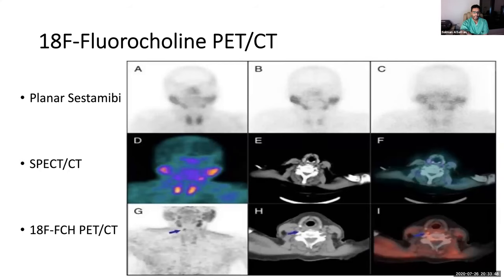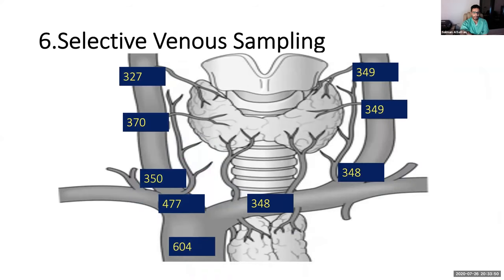All right, so last but not least is the selective venous sampling. It's an invasive modality. You enter the vessels through the groin, you cannulate the thyroid veins, take samples, and look for a gradient. This is reserved for patients who have failed all modalities, for patients who had a previous surgery, and it will help you localize which side has the missing parathyroid gland.